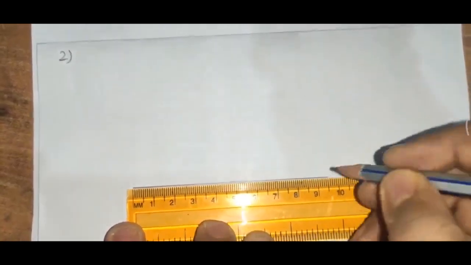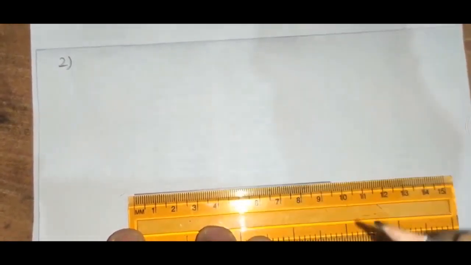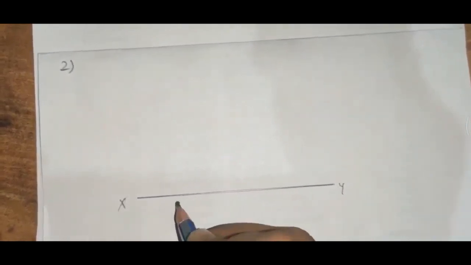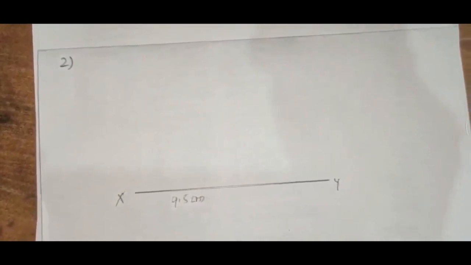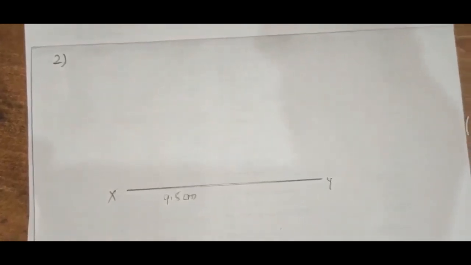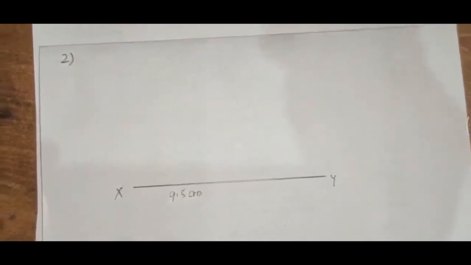from 0 to 9 and then 0.5. You can name it anything because the name is not given. So here you can write Y or here you can write X, and this is 9.5 centimeter. After this, construct its perpendicular bisector as in question number 1 we have drawn. Now in the second, we will also draw.